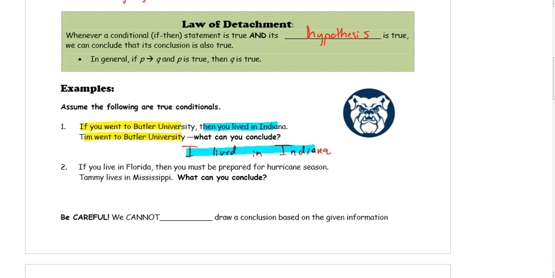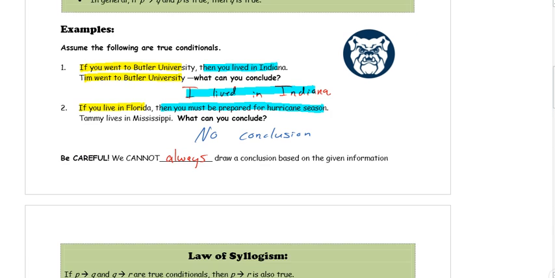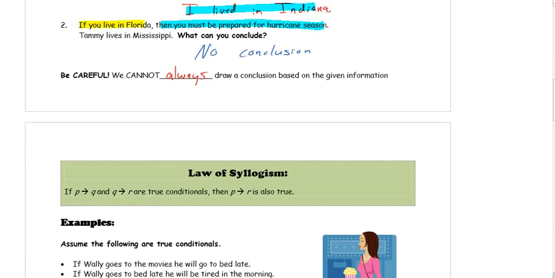If you live in Florida, then you must be prepared for hurricane season. Tammy lives in Mississippi. Okay, that has nothing to do with what you're looking at. That's a different hypothesis. We have no conclusion to match that hypothesis, so we have no conclusion. So we cannot always draw a conclusion based on the given information. We have to look at what we have and make sure we're following that hypothesis.